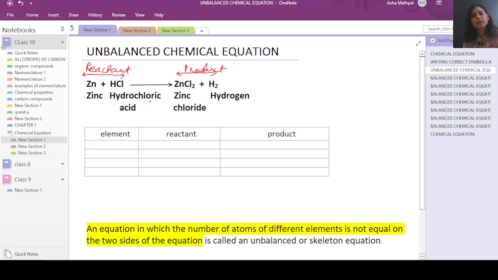Now see, what are the elements here? Here we have zinc, so you write Zn here. Then you see H, so the element is H here. Then there is Cl, so you will write Cl here. Now in the reactant, see how many atoms of zinc are there. See, always you will have to see what is the number which is present at the foot.